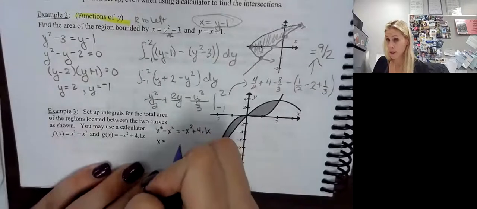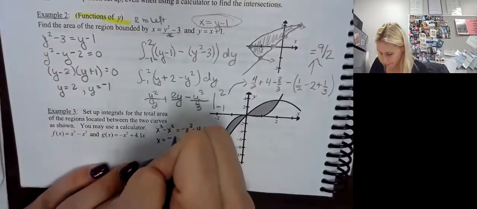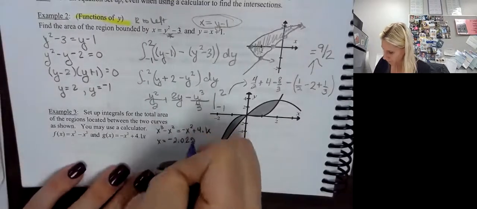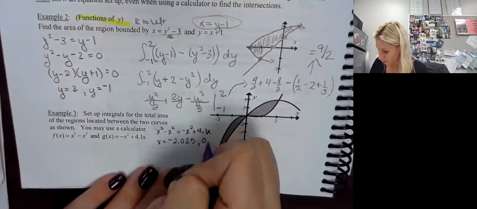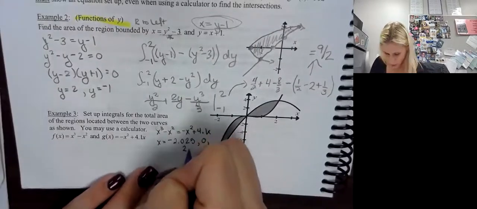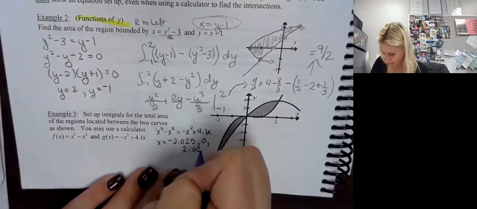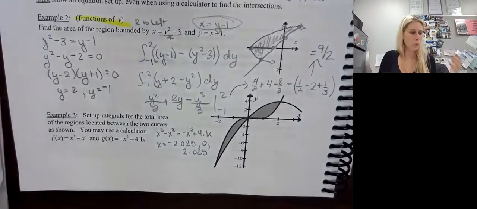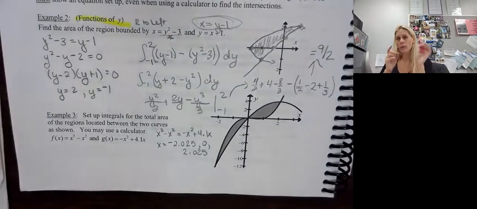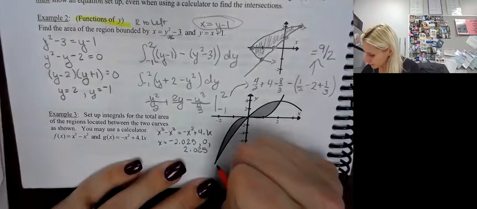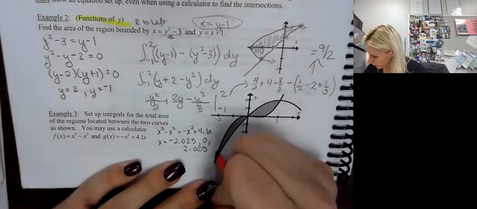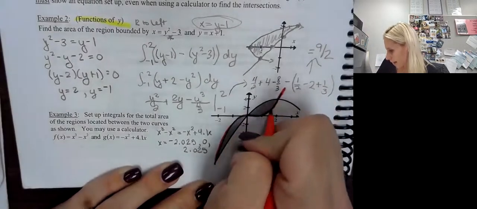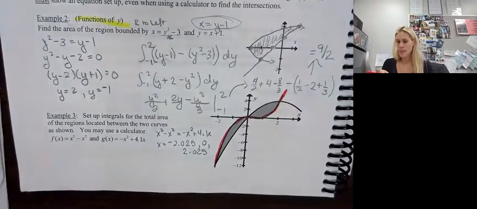x equals, and we always got to go out 3 decimal places, -2.025, we have 0 and 2.025. Now, some of you might be saying, wait a second, we have 3 intersections. What does that mean we have to do? Well, what I'm going to do is add some color to this so you guys can see what is happening. So this right here is our f of x, right, in red.